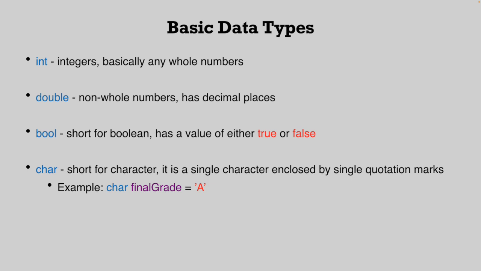And then lastly, well, second to last technically I guess, is char, short for character. It is a single character enclosed by single quotation marks. Make sure you don't do double quotation marks. I've done that before, and you don't want to do that. And there's an example there. Char final grade equals A.